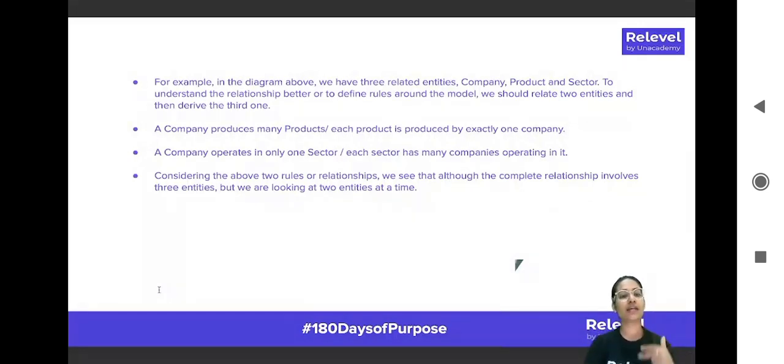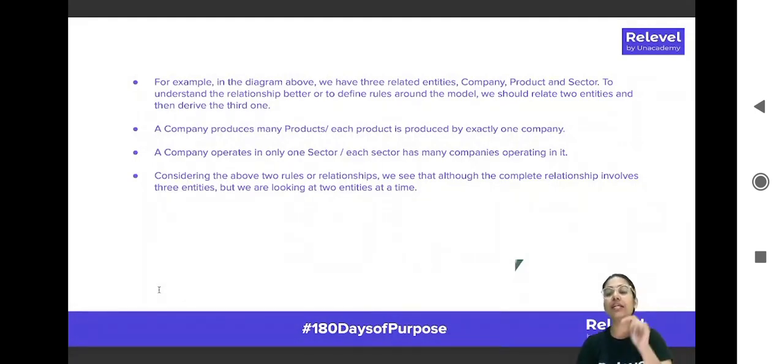Now, another rule is that a company operates in only one sector, and each sector has many companies operating in it. Let's say I am a company for detergent. So I am just operating in the sector for detergent, and there are many companies working in the detergent sector. Now, comparing the above rules of the relationship, we see that the complete relationship involves all three entities.